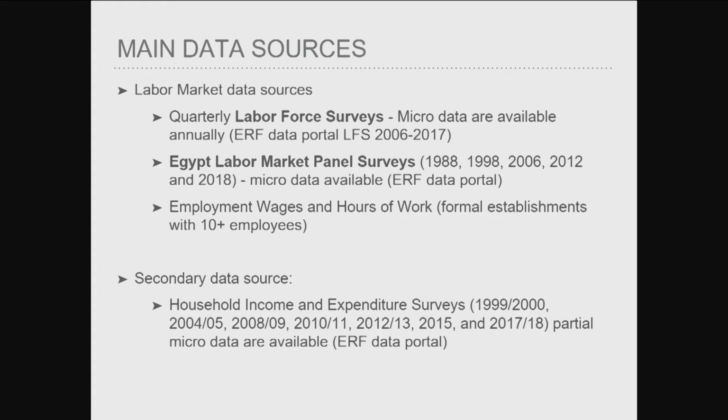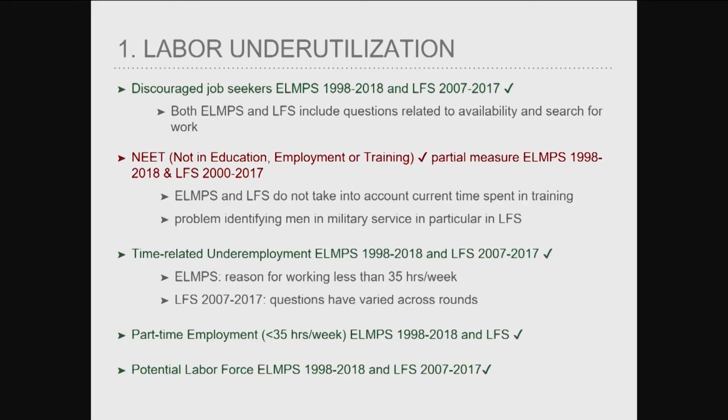So when we go now to the first labor market outcome, regarding labor underutilization, almost all indicators are measurable. Discouraged job seekers can be calculated or estimated through the ELMPS or through the labor force survey, at least for the past 10 years, because both ELMPS and LFS data include questions related to availability of employment and search for work.